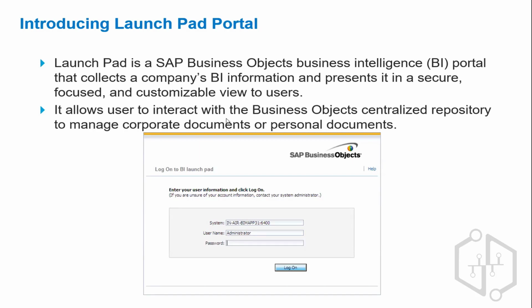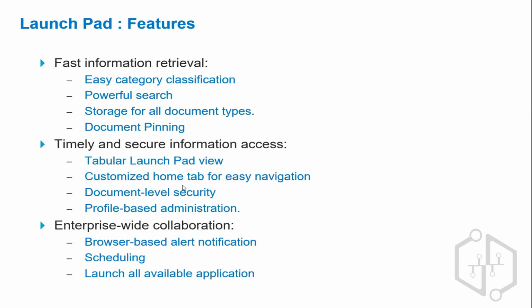It allows users to interact with the Business Objects centralized repository to manage corporate documents or personal documents. We can create our own personal reports, or we can publish them to public folders also. It allows us to integrate with the centralized repository of Business Objects, which is the CMS, Central Management System, to manage these documents. These are the features of Launchpad.